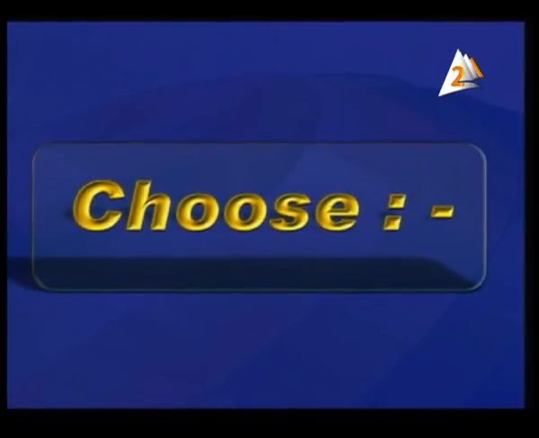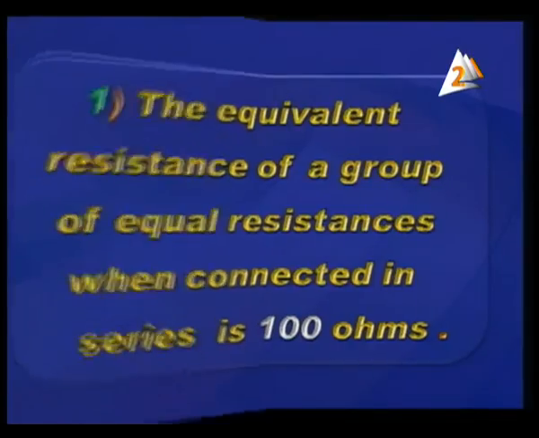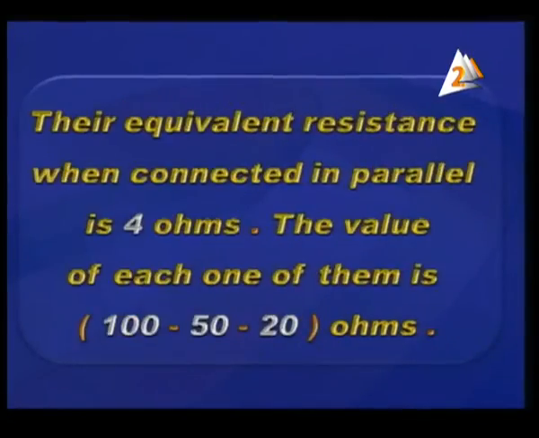Another type of question, it is choose. Okay. The equivalent resistance of a group of equal resistances, connected in series, equals 100. When they are connected in parallel, their equivalent resistance equals 4. Okay, we want you to choose. The value of each one of them is 100, 50, 20 ohms.